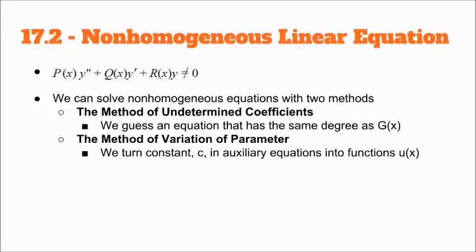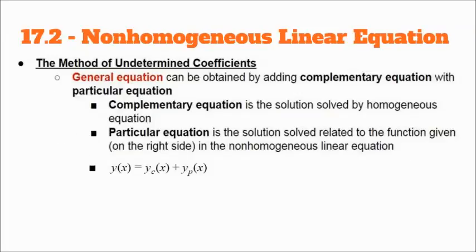Now, there are two methods to solving these non-homogeneous equations. The first method is the method of undetermined coefficients. The second one is the method of variation of parameters. Now, the first method is the method of undetermined coefficients.